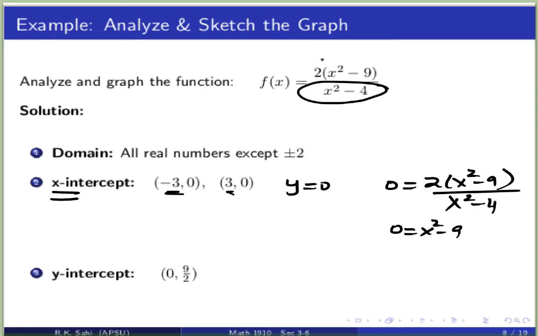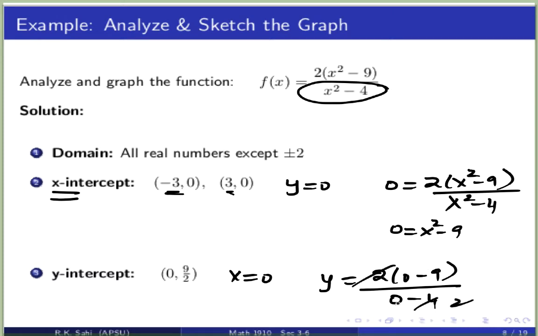Okay, so what about the y-intercept? Y-intercept means put x to be 0. What do we get? Y equals 2 times 0 minus 9 over 0 minus 4. So which basically is 9 halves, because the negative with the negative cancels out. You're left with 9 halves. So y-intercept, x-intercept, everything but plus minus 2. And that is a giveaway for our vertical asymptotes.